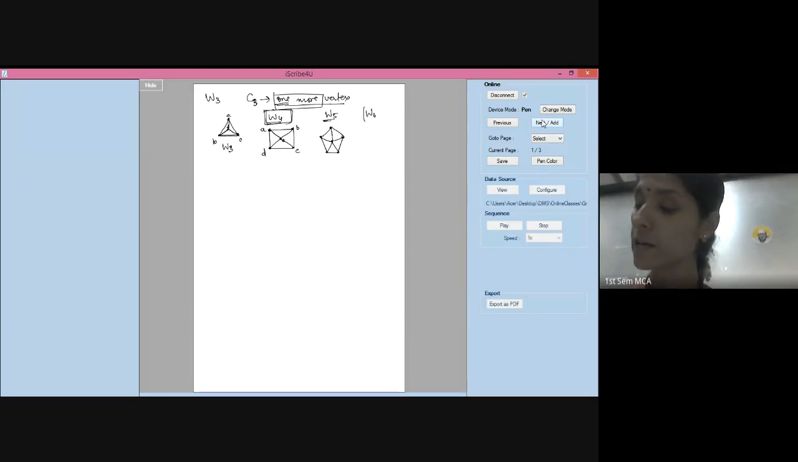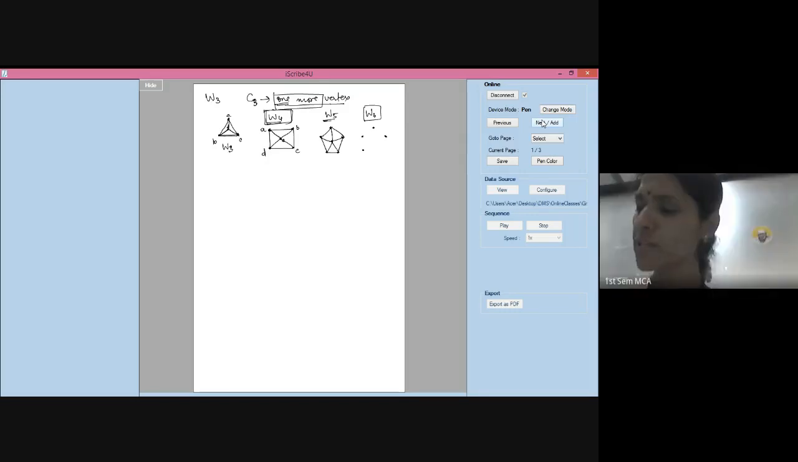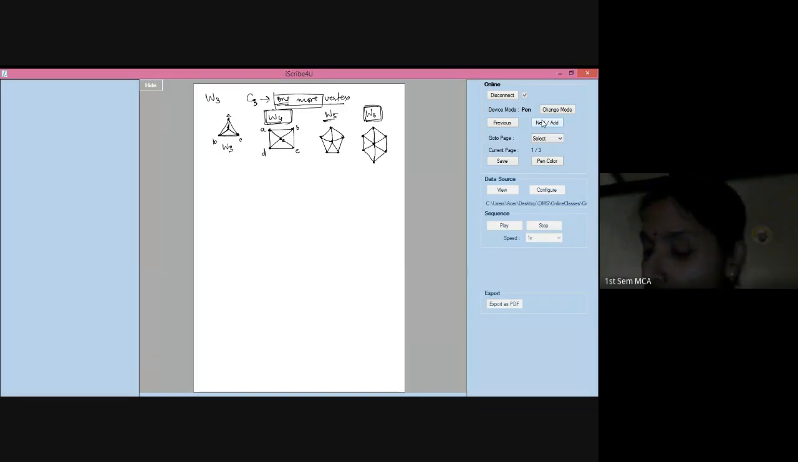Then I had written W6. Let me start with C6. C6 was something like this. Okay, this was our C6. I will take a new vertex, and add all the vertices to this new vertex. So what we get is a wheel of 6 vertices, which is called W6. Clear to you all? So this is another type of graph. Any doubts?